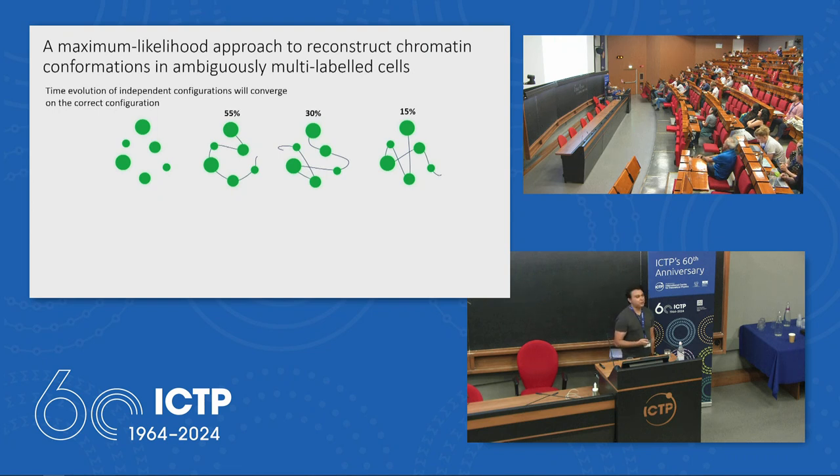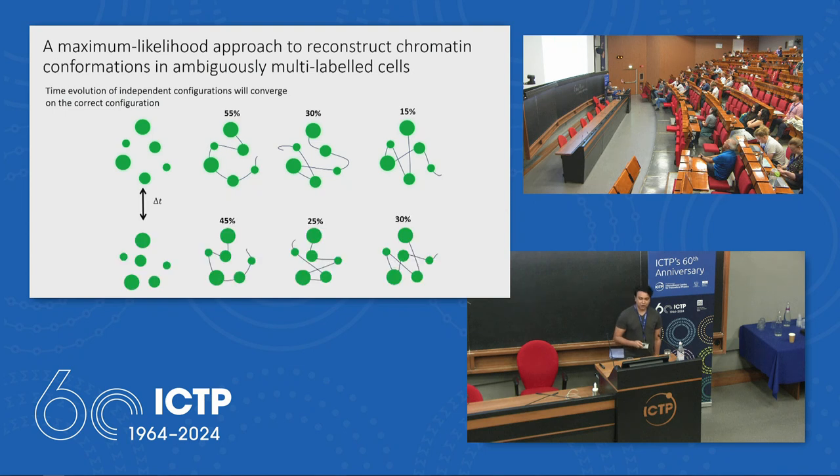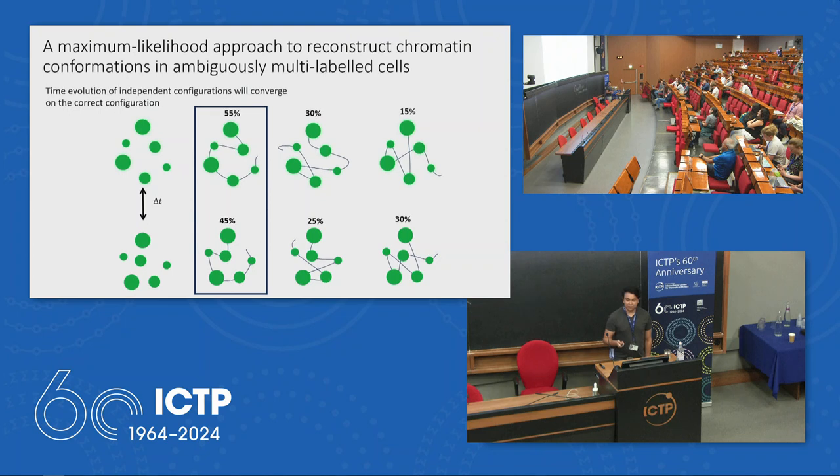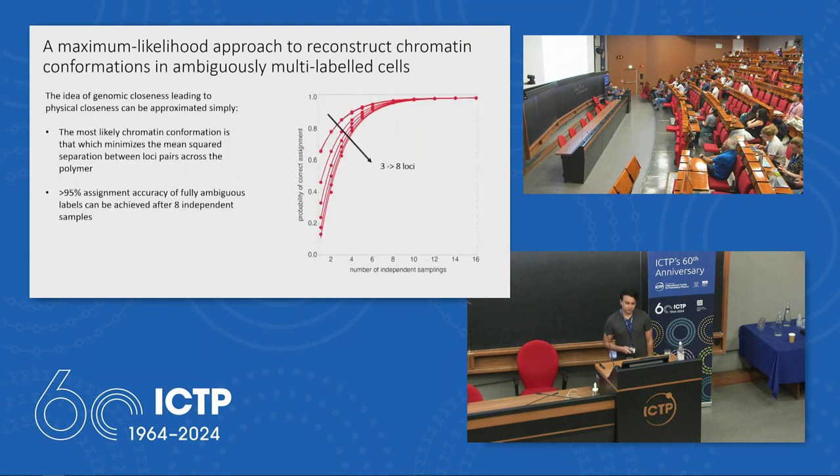But don't forget that we're looking at dynamics here, right? So we can re-involve our time evolution to converge on our idea. If we take two independent configurations some delta t away, whatever that might be, and we find the most probable configuration, we can then converge through time, and as we do, we should converge on the right conformation and watch it develop, essentially.